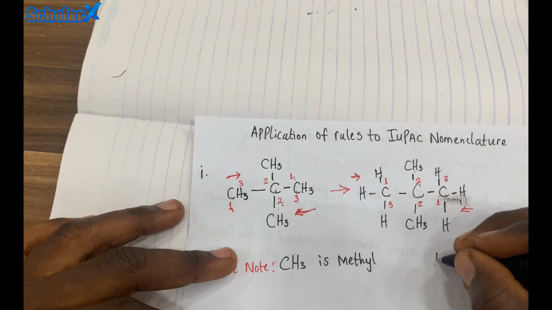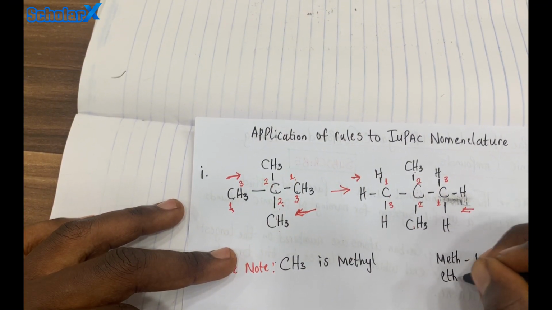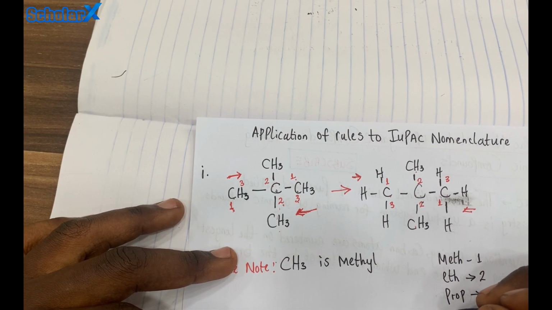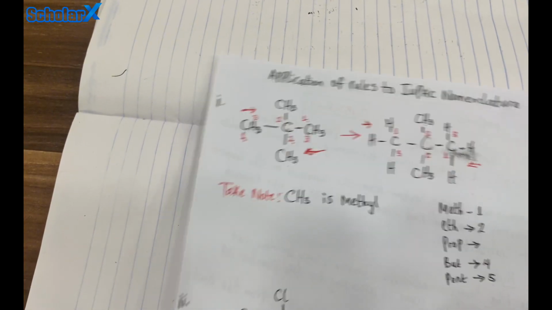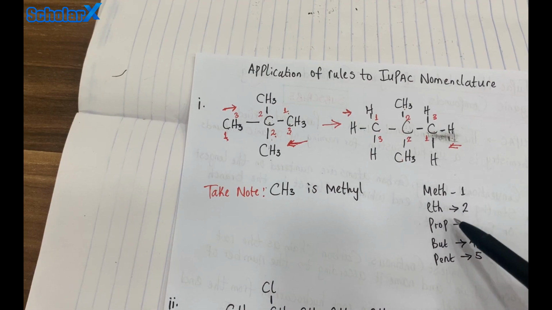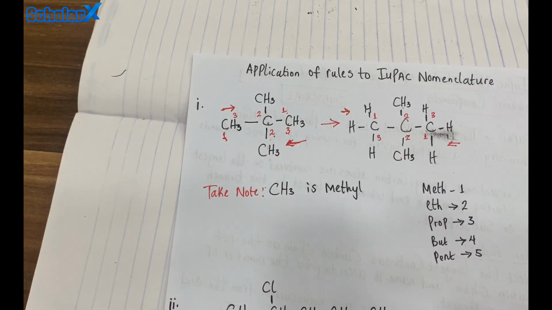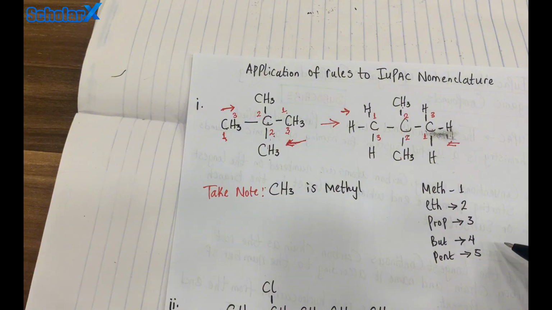We know that when it's 1 it is meth, when it's 2 it is eth, when it's 3 it is prop, when it's 4 it is but, when it's 5 it is pent, and so on and so forth. That's how you have it going.